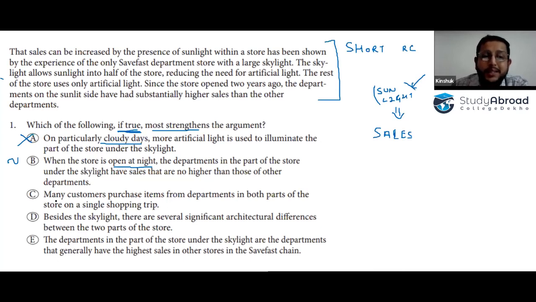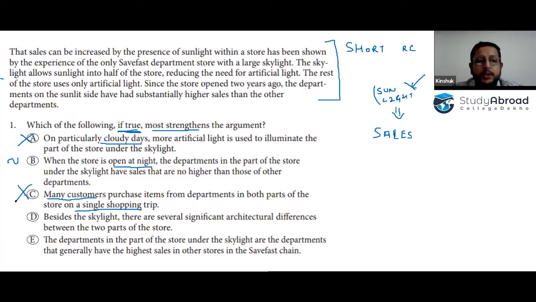So this answer choice is actually telling us what most customers do on a single shopping trip, right? So they purchase from both parts of the store. We are not concerned with that. Right? That does not affect our argument anyhow. And this case is specific to a single shopping trip. We are not looking for that. It has nothing to do with the sunlight part. So no, that is not going to happen.